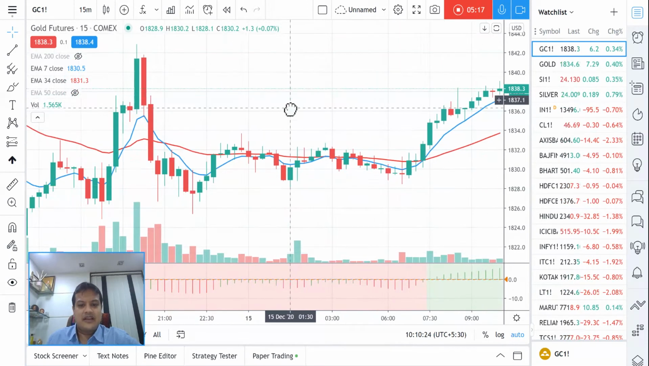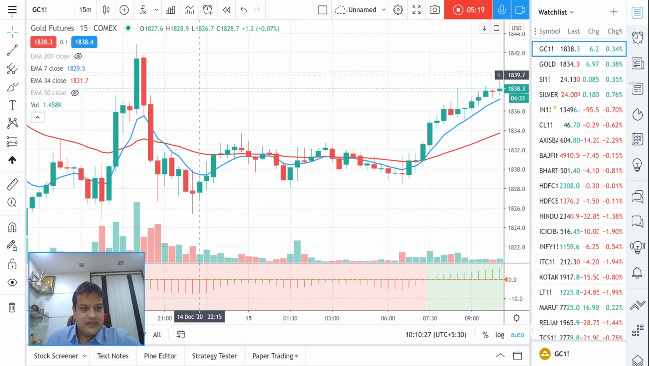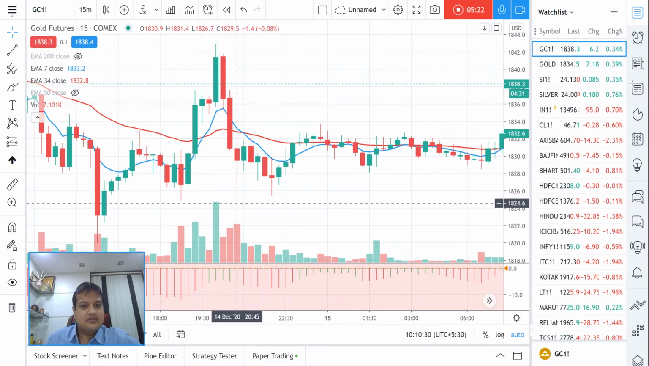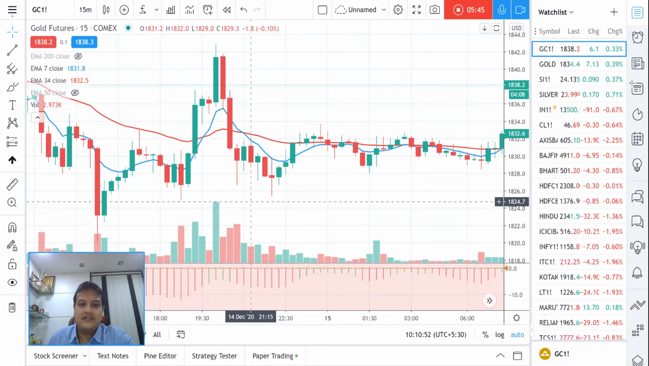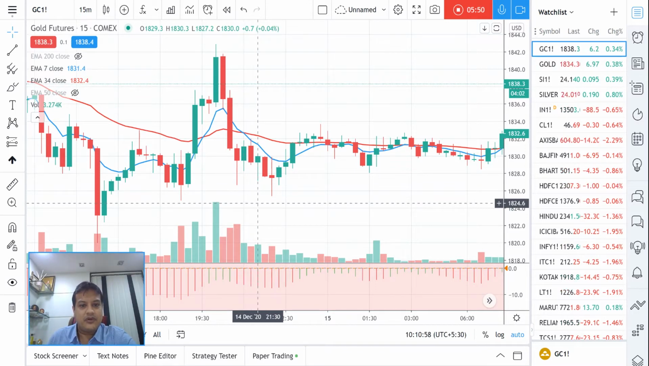Now, if I go back to understand this, let's take this first. When this crossover happened, here the crossover happened downwards, as the 7 moving average price is lower than the 34 moving average. So the crossover has happened. Now I'll have to sell below the low of this candle, which is 1828.30. In the next candle, the low has not been breached, so there is no sell activated yet. So 1828.30 is what I'm looking at. After one candle, the low has been breached, and my sell is activated.